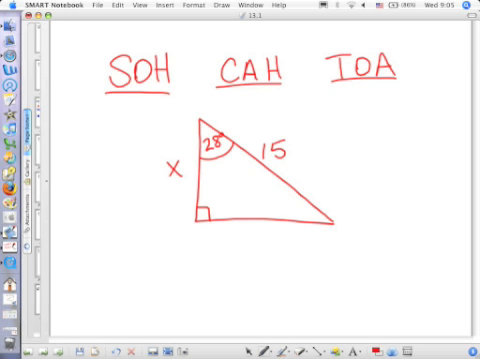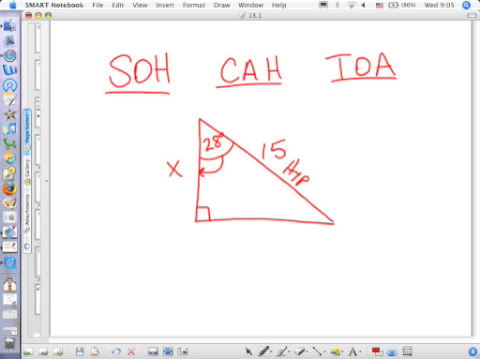Because in reference to this angle, this is always the hypotenuse. The hypotenuse is always the hypotenuse. It's never going to be anything else. And the leg that I'm looking for is touching that reference angle, so it's adjacent to that angle.